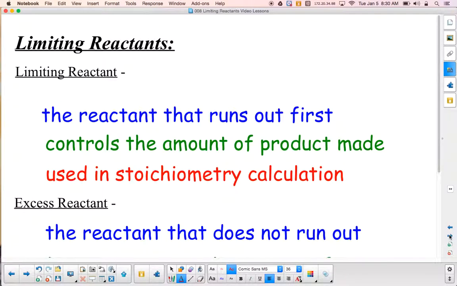Remember from our class discussion that we have now introduced the terms limiting reactant and excess reactant. We've learned that in a chemical reaction where we have limited quantities of each of the two reactants, one of those reactants is going to run out first, bringing the process to a halt. The limiting reactant is the word that we use for the reactant that runs out first. Because it runs out and brings the process to a stop, the limiting reactant controls the amount of product made, and this is ultimately the reactant we're going to need to use in our stoichiometry calculations.